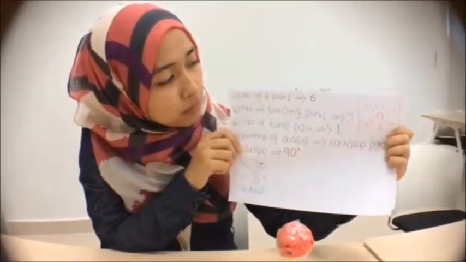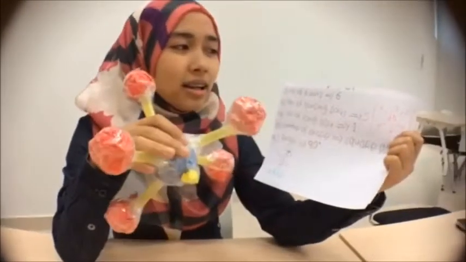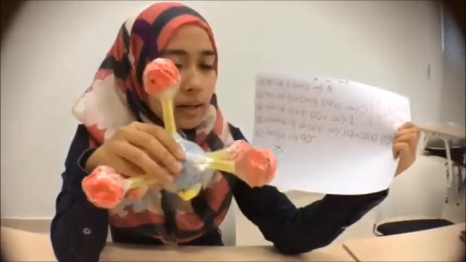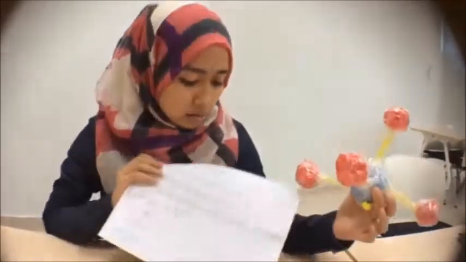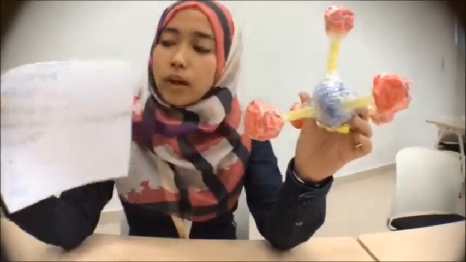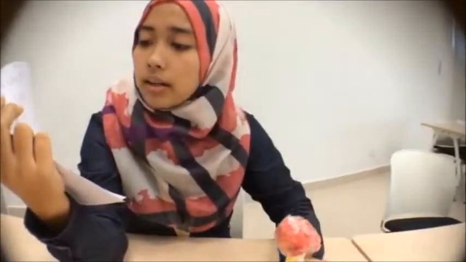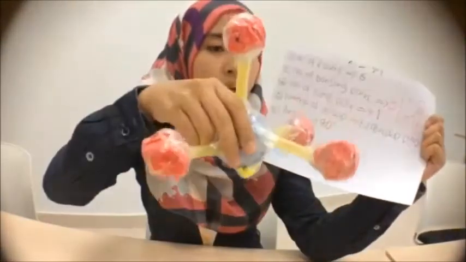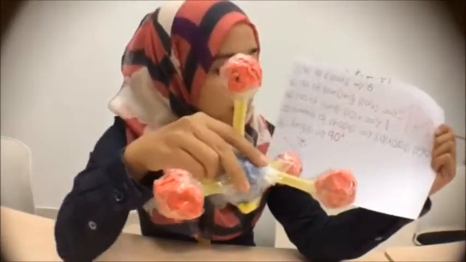Next is the number of pairs for antimony pentafluoride. As you can see, it has 6 total electron pairs: 1, 2, 3, 4, 5, 6. The number of bonding pairs is 5, and 1 lone pair. This one lone pair is 2 electrons, and the name of the shape is square pyramidal. As you can see, the base is square, and we have 1 lone pair up here.